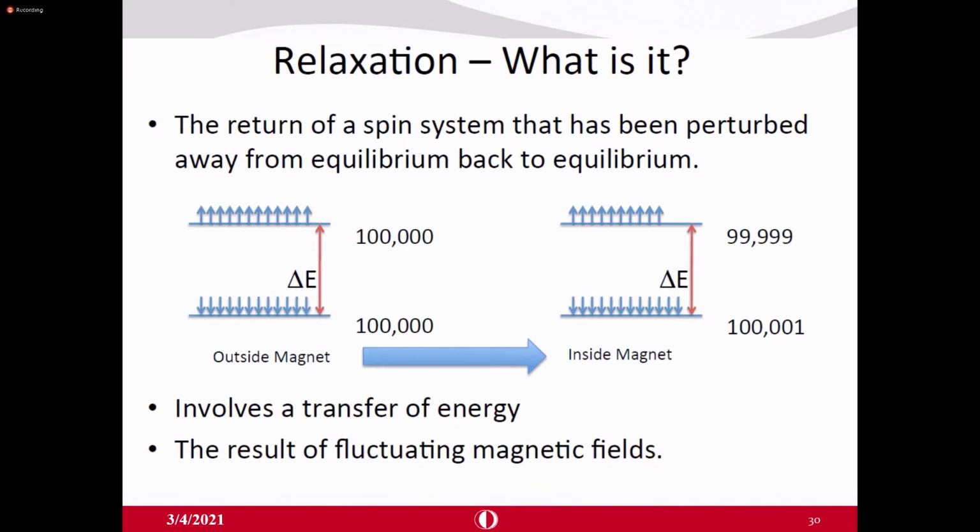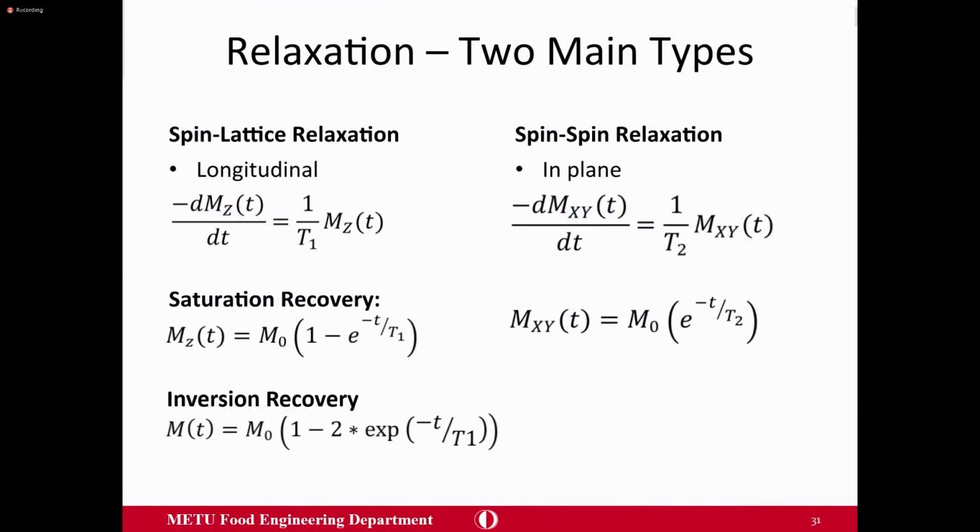So we added energy to the spins, and this was only for a short time. So what is going to happen is it is going to be transferred back. So we have a transfer of energy, the result of fluctuating magnetic fields. And based on the relaxation phenomena, we talk about two different relaxations. One of them is the longitudinal relaxation. The other one is the spin-spin relaxation.